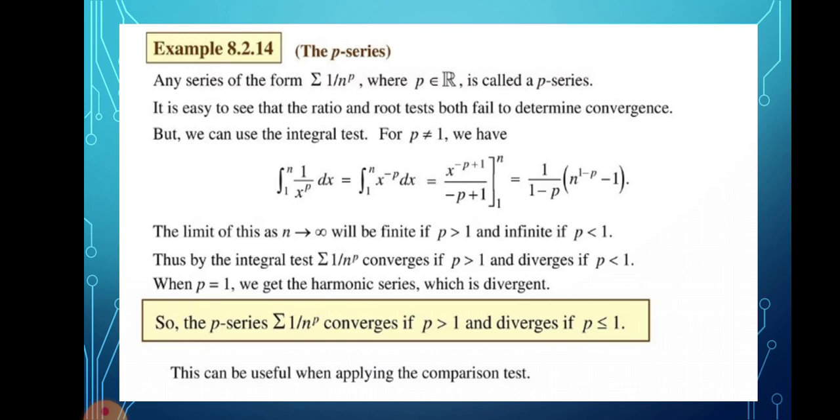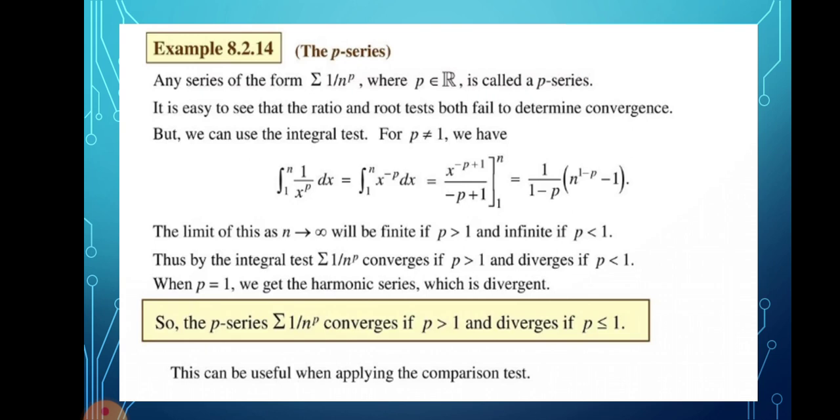evaluated from 1 to n, which is the integral of x to the power of negative p dx from 1 to n, which equals x to the power of negative p plus 1 over negative p plus 1 evaluated from 1 to n, which equals 1 over (1 minus p) times (n to the power of 1 minus p minus 1). The limit of this as n approaches infinity will be finite if p is greater than 1 and infinite if p is less than 1.